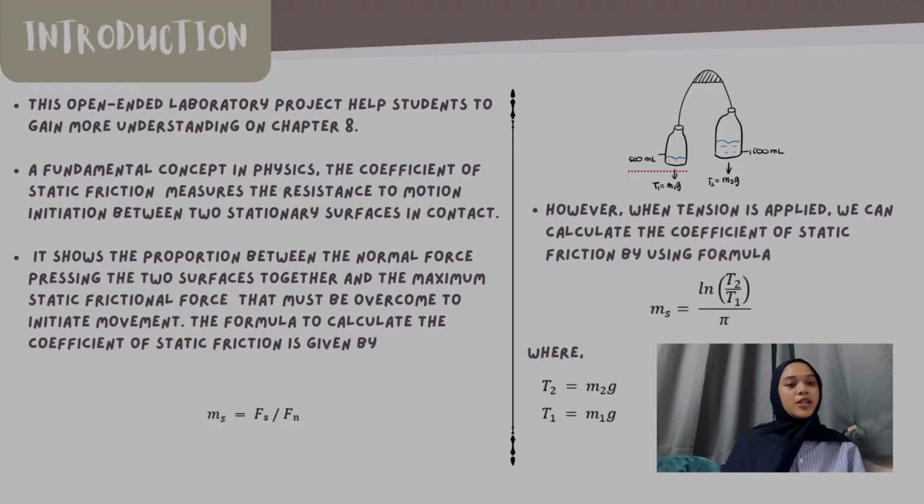This open-ended laboratory project helps students gain more understanding of Chapter 8. A fundamental concept in physics, the coefficient of static friction measures the resistance to motion initiation between two stationary surfaces in contact. It shows the proportion between the normal force pressing the two surfaces together and the maximum static frictional force that must be overcome to initiate movement.